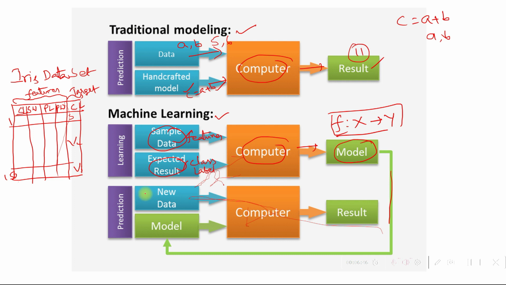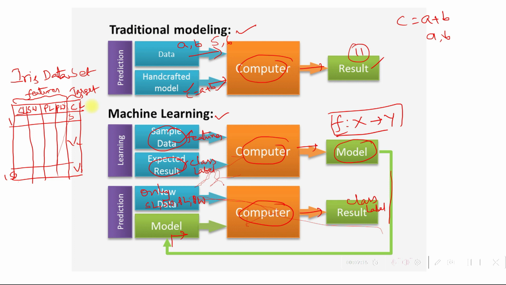That means we have to provide only the features of the flowers, like sepal length, sepal width, petal length, and petal width, to the computer. Based on this, our model is going to predict the corresponding class label of the output. Simply, this is called machine learning.